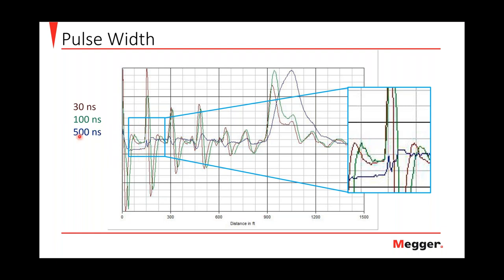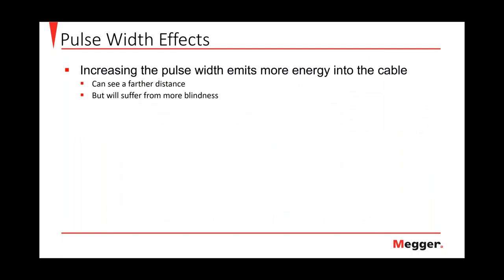But on the 500 nanosecond pulse width, we can see that we are blind to that very close discontinuity and the next one. We barely got a little blip here, and we can see how exaggerated they are on the other pulse widths. Increasing the pulse width emits more energy onto the cable. It just makes sense because we're holding it for longer.